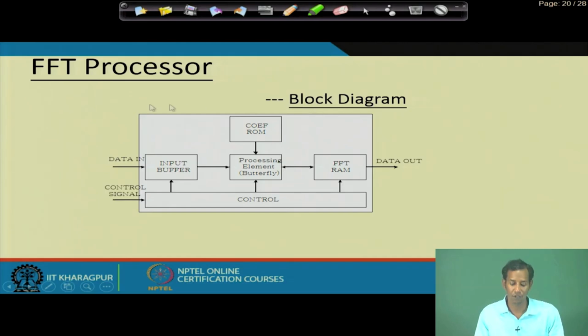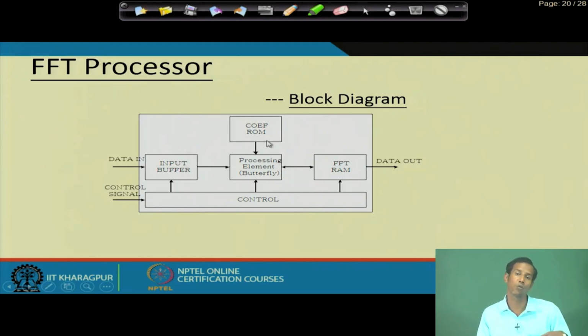This is one block diagram of an FFT processor which runs in the iterative mode. Here we have only one single processing element block, which is the butterfly operation. Then we have the coefficient ROM.